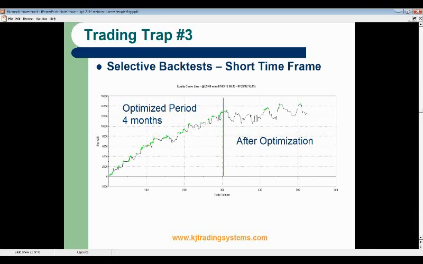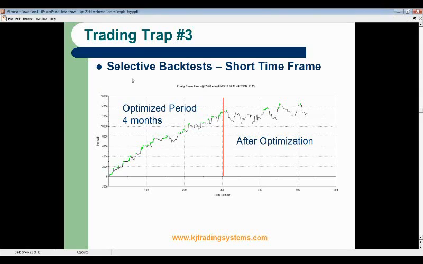So it looked great in optimization, but once you start running it live, it doesn't look so good. I mean, it's okay. It's about break even, but it certainly doesn't look like the last 4 months. That's a trap. When people will just take a short time frame and create results based on that.